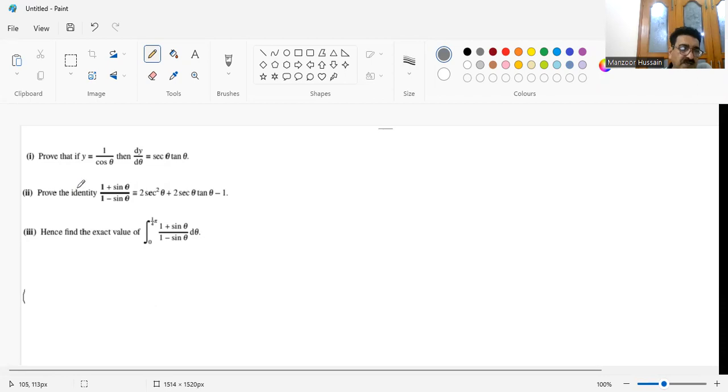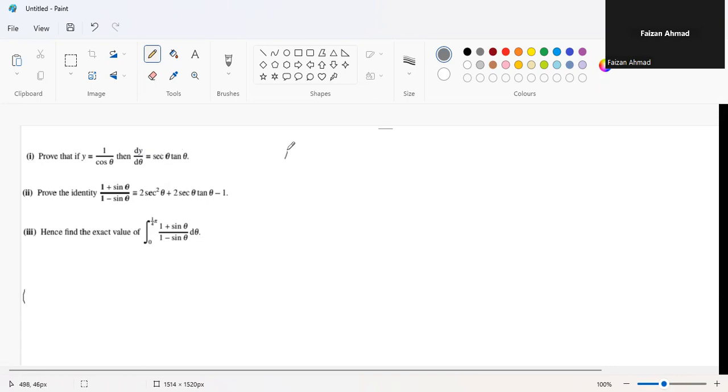Now come to the another question. It is exactly similar to the previous question with very small changes. And here, first part, if y equals 1 by cosine of theta, then you have to prove that dy by d theta is equal to secant theta into tangent theta.